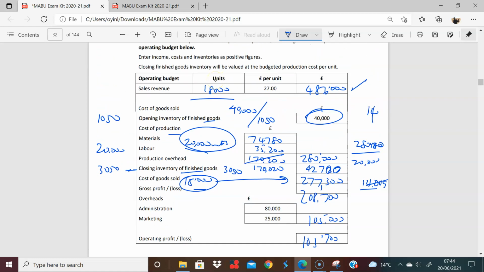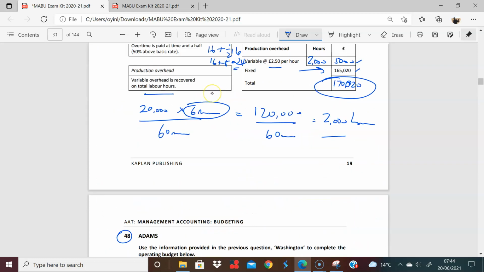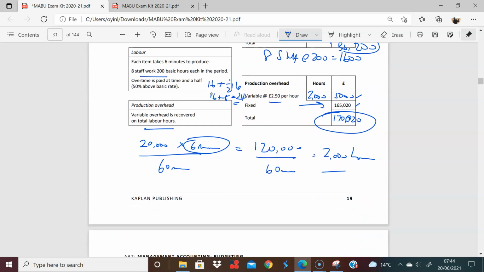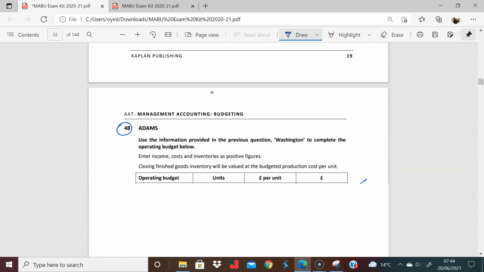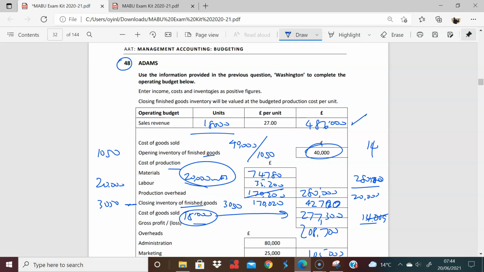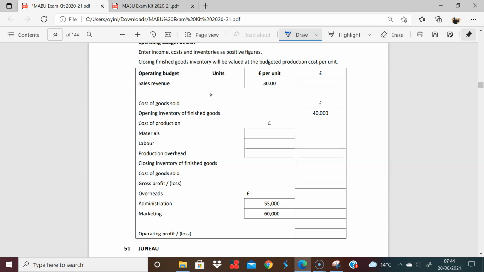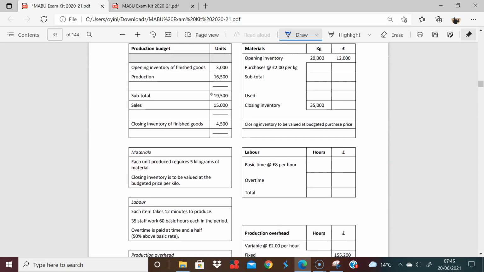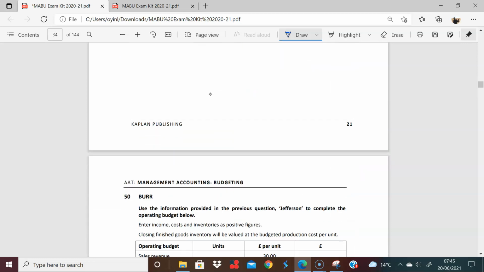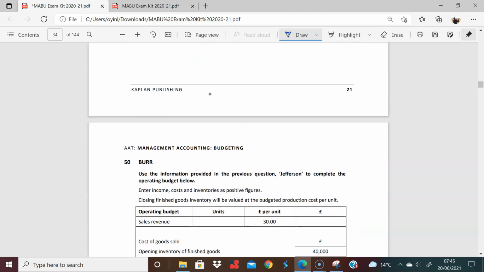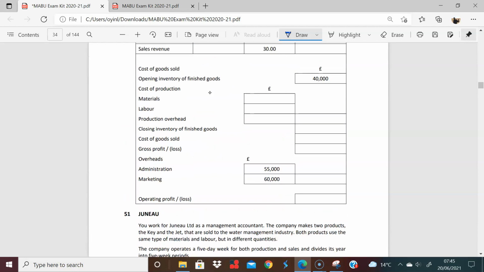I think the important thing is to see where these figures are coming from, and you can use this example to pick out what items are flowing into question 48. So this should help you when you do the sister question to Jefferson, because you're using the information from Jefferson to attempt Burr. So that should help you with that question as well. Cool, awesome.